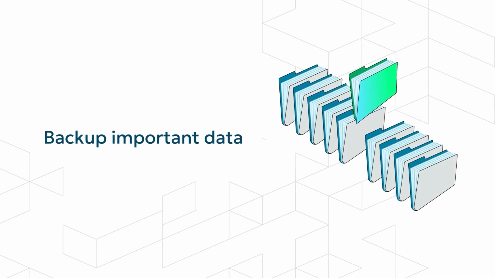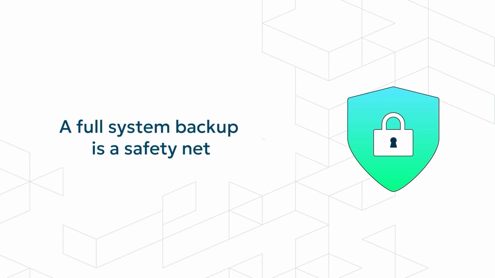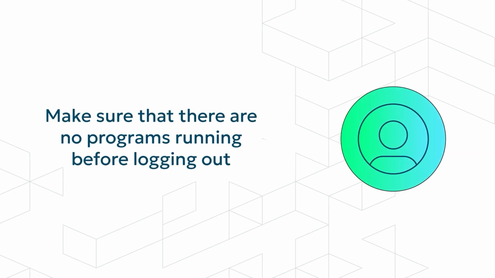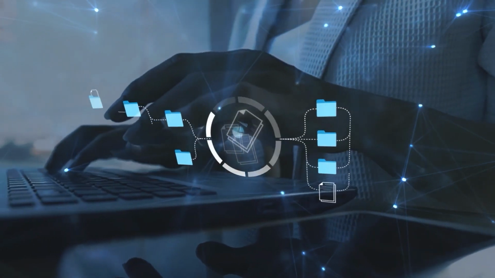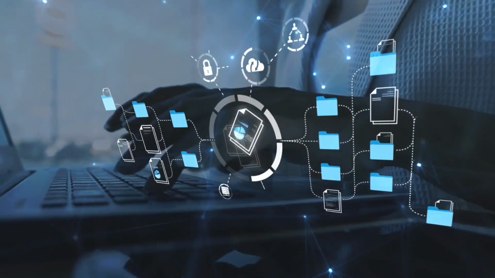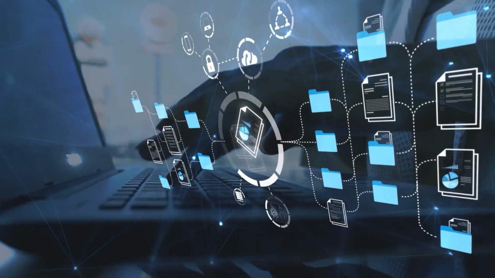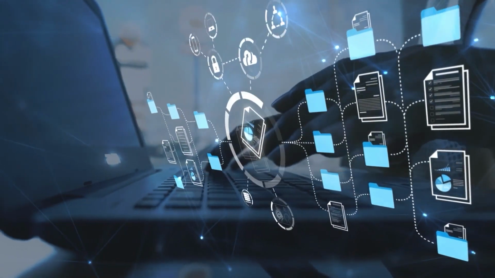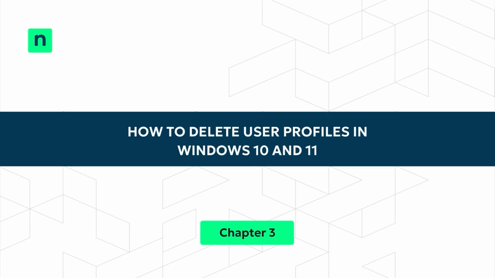Inform the user and ensure they have a backup of their important data. Make your own complete backup of the user profile or a system restore point. Consider a full system backup as a safety net and confirm that the user is logged out and no programs are running under their account. In a corporate environment, the repercussions of deleting valuable business data may be more severe. If you're deleting a roaming profile on a user's device, make sure that all the data has been uploaded back to the server first.